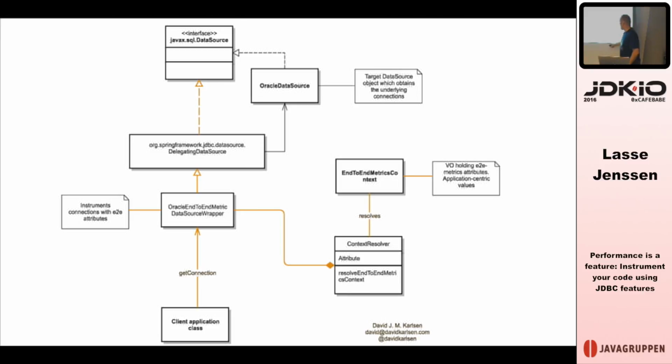Like this guy called David Carlson, we were using web services and the Spring framework. So when he, from his client application class on the DAO layer, called get connection, he would actually call an Oracle end-to-end metric data source wrapper, which was an implementation of a delegating data source. And the data source wrapper just asked a context resolver what the name of the web service is, and put in a user and a client ID.